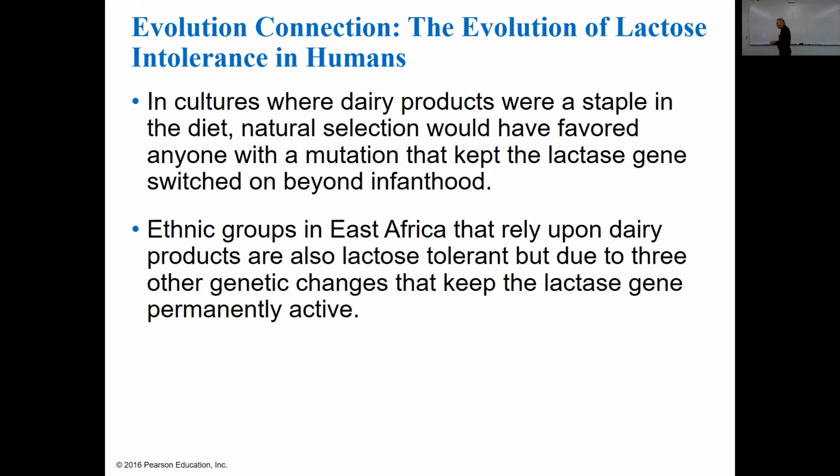So in cultures where dairy products were a staple in the diet, natural selection would have favored anyone with a mutation that kept the lactase gene switched on beyond infanthood. So this would be kind of like a beneficial mutation. Later on, we'll get into what effects mutations have. Most mutations are neutral. They don't have any effect. Sometimes they don't even change the gene that they're in or the protein that the gene codes for. We'll see how that works later on when we get into protein synthesis, the genetic code, and that stuff.